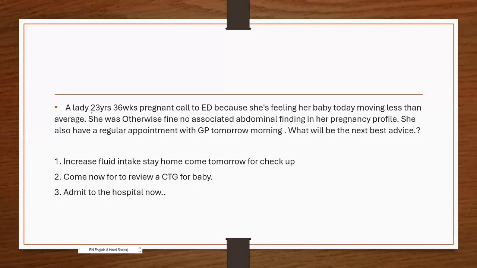All right, a lady 23 years, now she's 36 weeks pregnant. Called to ED because she's feeling her baby today moving less than average. So the mother usually feels the baby's movements. Now she feels the baby's not moving the same. She was otherwise fine. No associated abdominal findings in her pregnancy profile as well. Now she has a GP appointment tomorrow morning. So this is asking you what you are going to do now.